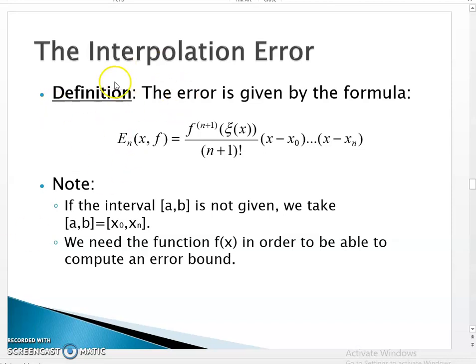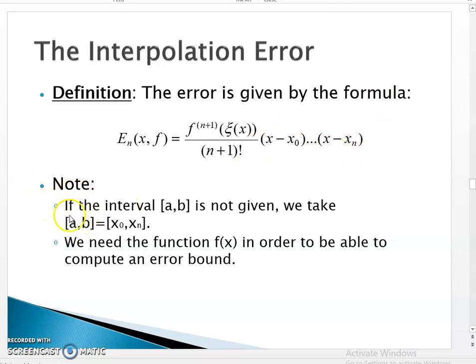So the definition of this interpolation error, the error is given by this formula. Error E_n of x represents the error, as I said earlier, of these two functions x and f^(n+1)(ε) of x, divided by (n+1) factorial. Of course, we multiply by (x minus x0), (x minus x1), (x minus x2), up to (x minus xn).